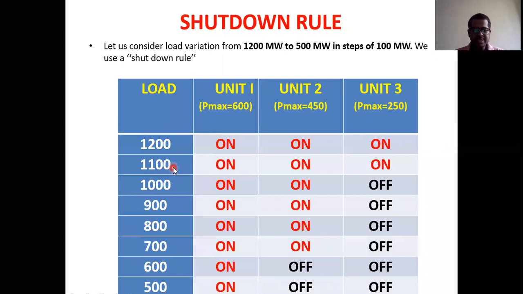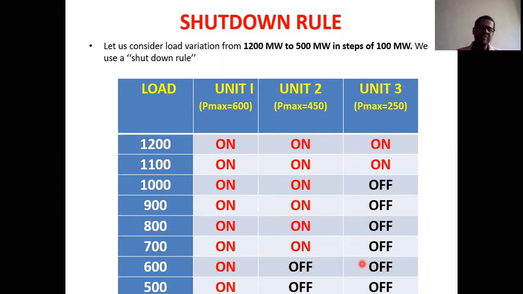When the load decreases from 1100 to 1000 megawatts, it is not necessary to turn on all the units. It is enough to operate the first 2 units, and we can shut down the last unit, that is unit 3. Similarly, up to 700 megawatts, this same process continues. And the next one is 600 megawatts. When the load decreases from 700 megawatts to 600 megawatts, instead of operating the first 2 units, it is enough to operate only the first unit, and the remaining 2 units must be in shutdown condition.